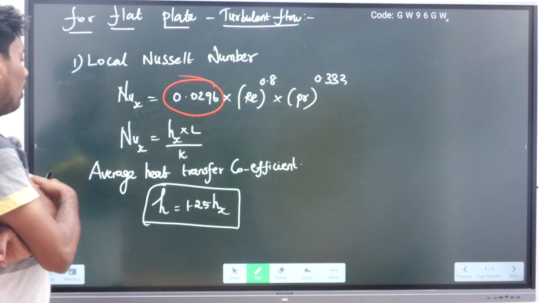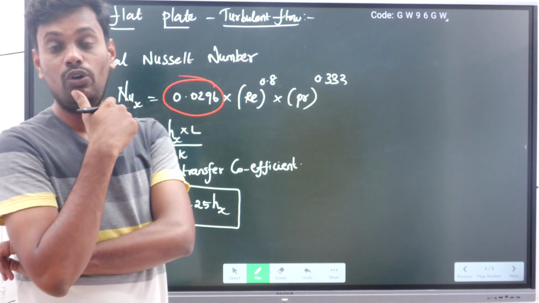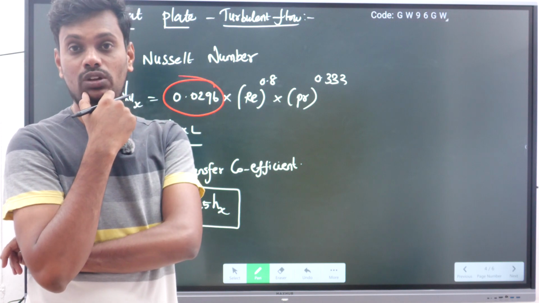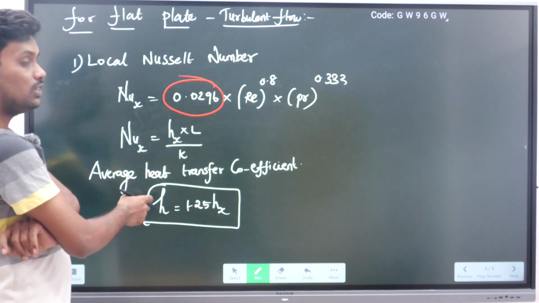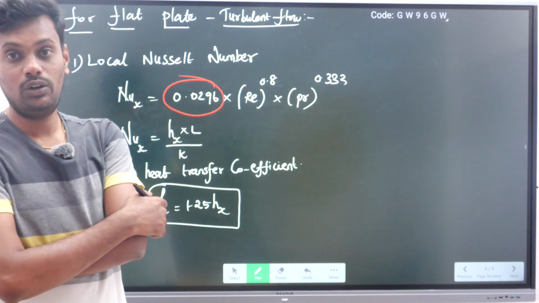Average heat transfer coefficient for turbulent flow. For laminar flow, the average heat transfer coefficient is 2 times the local heat transfer coefficient, but for turbulent flow, this is important, it is 1.25 times the local heat transfer coefficient.